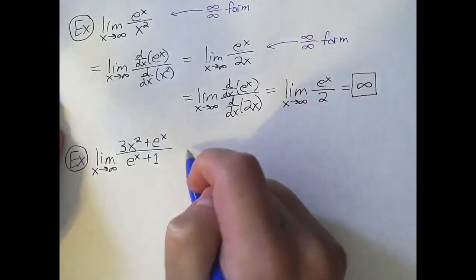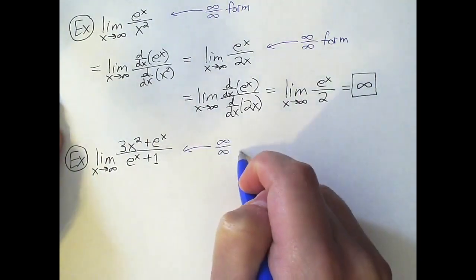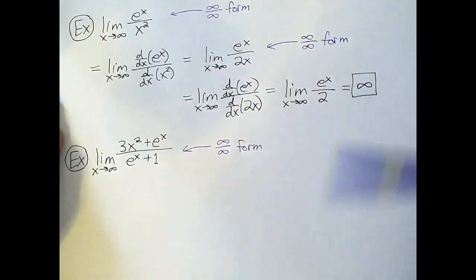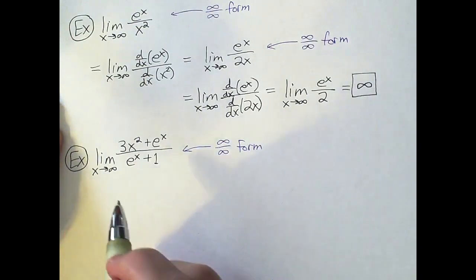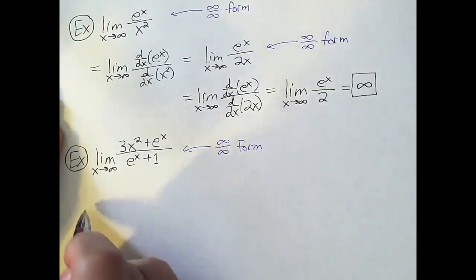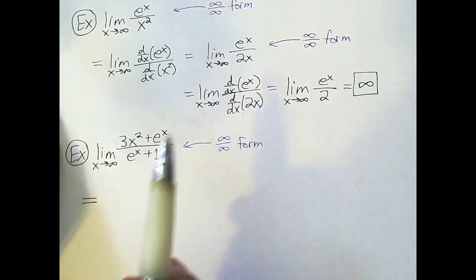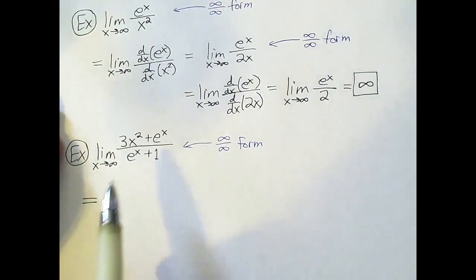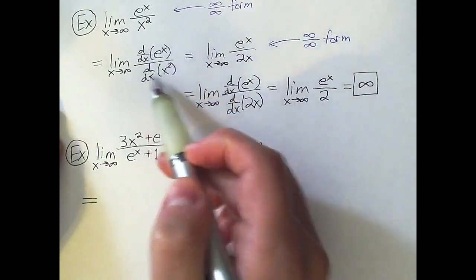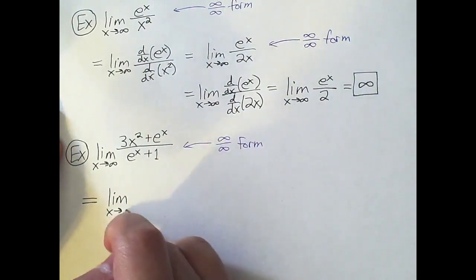Okay, so, yep, this is another infinity over infinity case. Indeterminate form. So we want to take the derivative of the top, derivative of the bottom. I'll show you a little trick. Sometimes when we do L'Hopital's rule, this is up to you if you want to write it this way or not. But sometimes, instead of writing the d dx's, let's just do the derivatives.